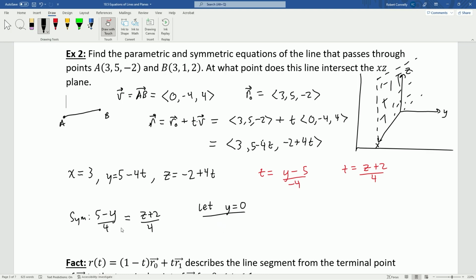And what do we get? Well, if y equals 0, that must mean we get 5/4 here in our symmetric equation. So that implies 5/4 equals z plus 2/4. If I cancel out the 4's and subtract the 2, I get z equals 3. So our point must be x is 3, y is 0, and z is 3. And there we go.